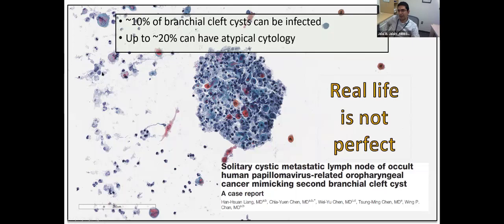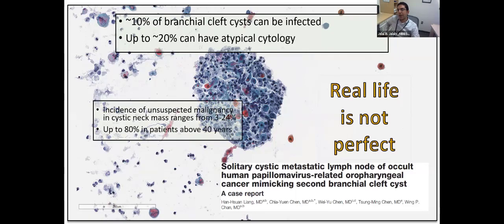And in a recent review of branchial cleft cysts, it has been shown that 20% can have atypical squamous cells and are reported as atypical cytologically. Now, the patient age and the patient population can certainly play a role in determining how suspicious you should be, as a pre-test probability, before you actually look at the slide.